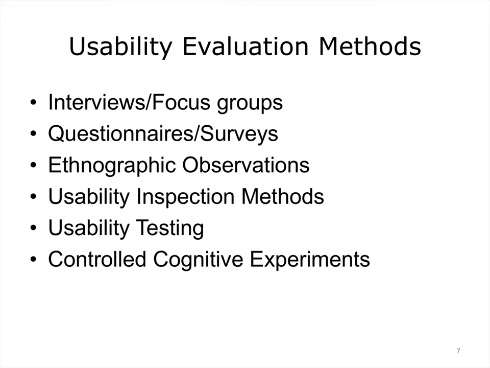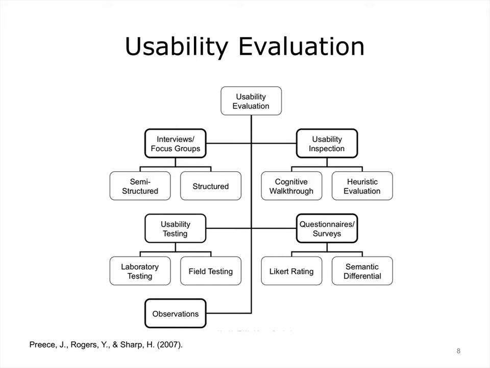We will review a few of these different usability evaluation methods. Ethnographic observations refer to observing users in the real world as they perform computing tasks. Controlled cognitive experiments may be employed to investigate how a given system impacts or transforms human performance. These are conducted in laboratory settings.